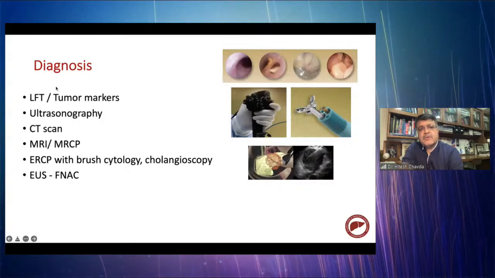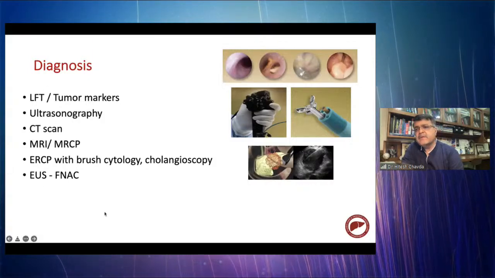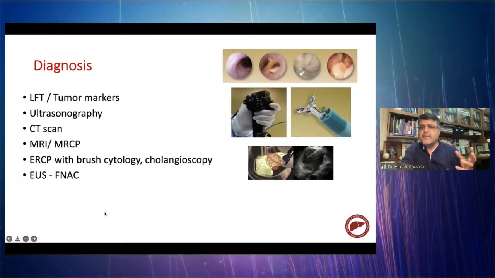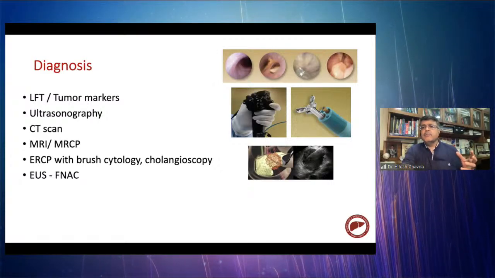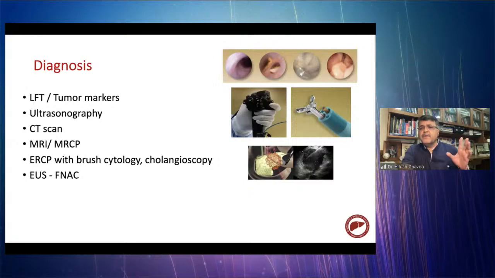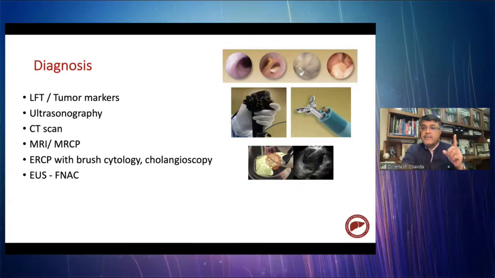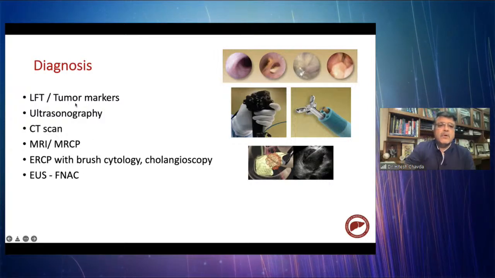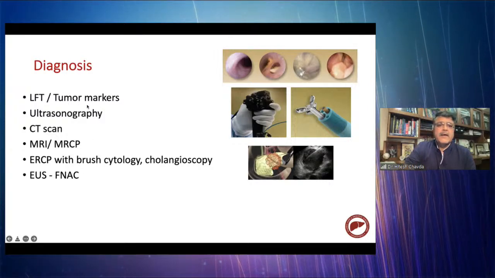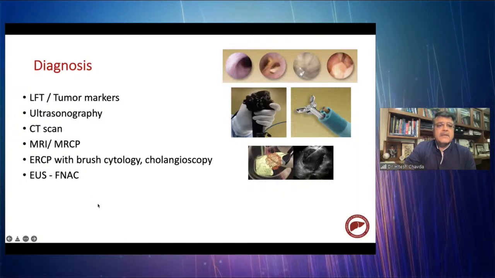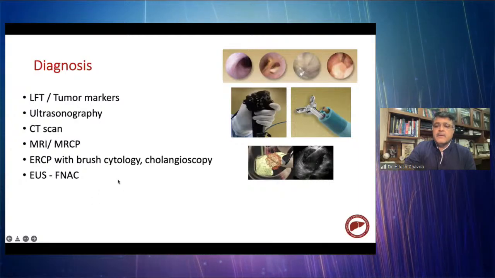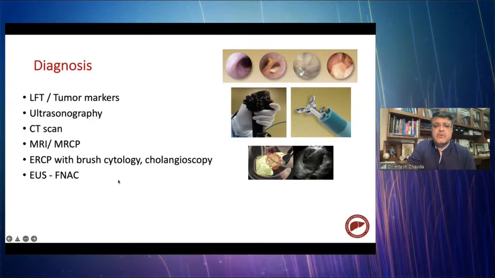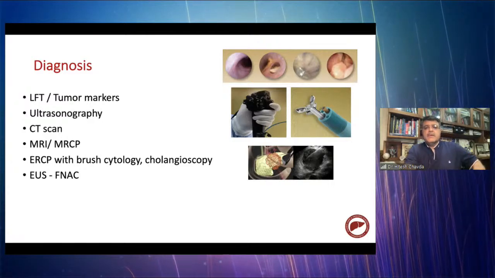So for diagnosis, mainly, I would say the liver function test is very important. If a patient has a high bilirubin on presentation, it is important. If he has painless jaundice with high bilirubin, we must suspect malignancy. So that is very important. And of course, tumor markers, which we'll discuss in the panel, and the other things like CT, MR, ERCP, cytology, cholangioscopy, and EUS-FNA.